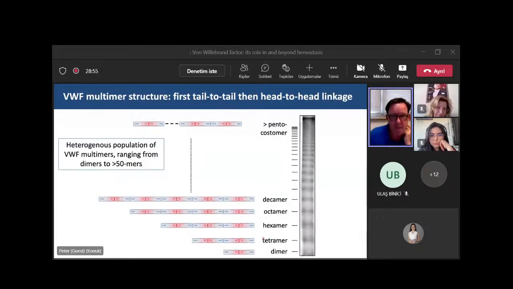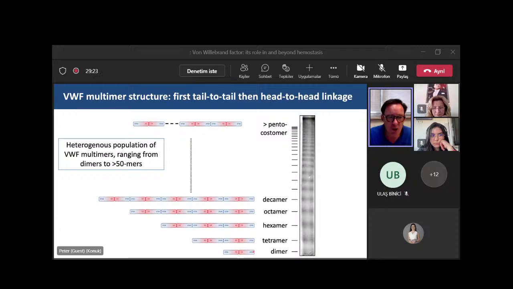So how are these multimers built up? Well, we start very simple with the dimer. You can find these dimers in the circulation and in the endothelial cells. And that is where a dimer consists of two CK domains, the cysteine knots, that are being linked together, without the propeptide being there anymore.